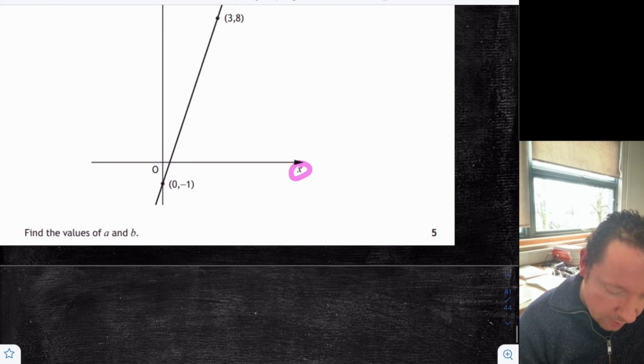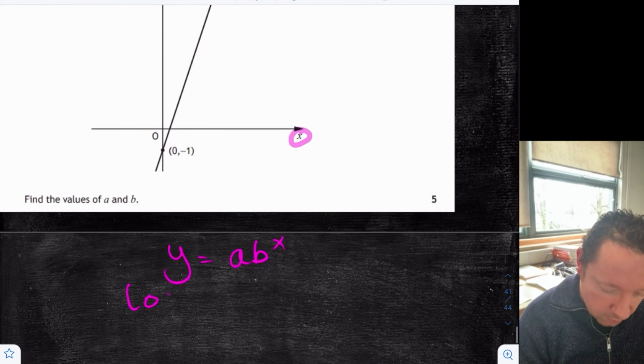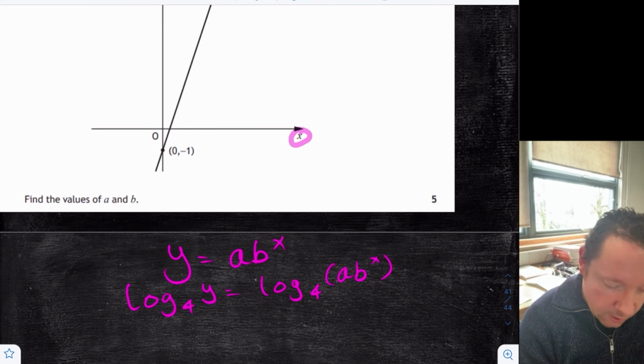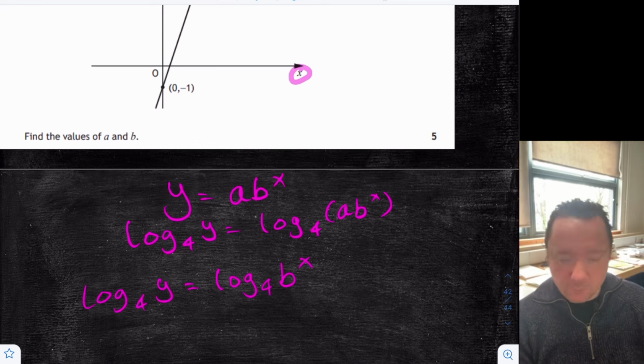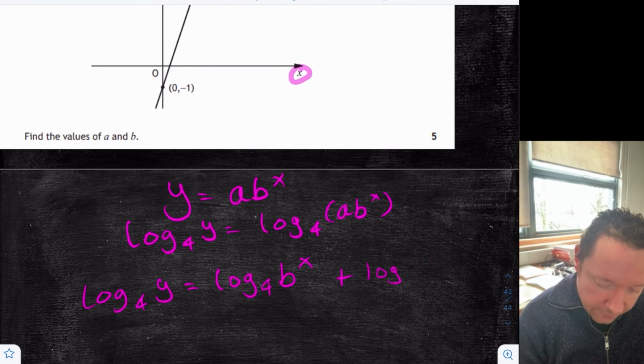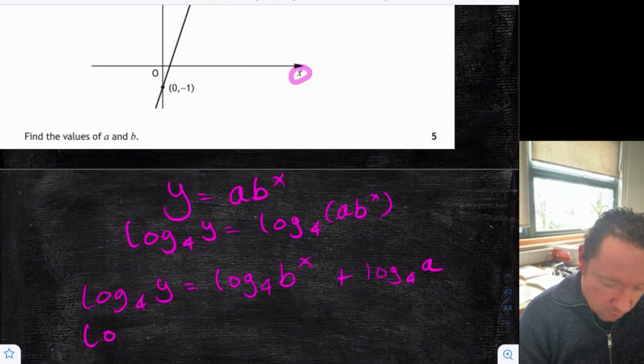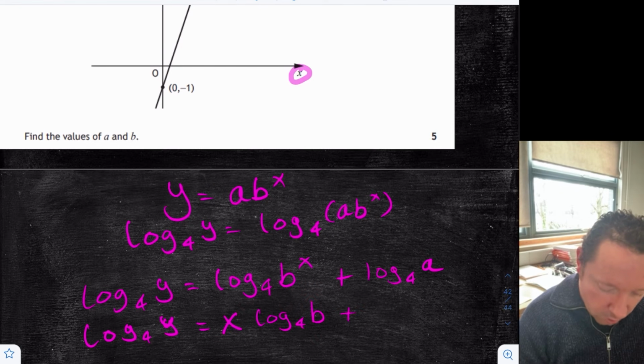We have to find the values of a and b. So let's start with y equals ab to the x. Just log both sides then. Our log base is 4, so looking on our graph, log base 4 of y equals log base 4 of ab to the x, which is a product. So I can separate that into a plus. So log base 4 of y equals log base 4 of b to the x, like the mx plus c, plus log base 4 of a. Taking the x to the front, we get log base 4 of y. That's a y and that's a log. Equals x times log base 4 of b plus log base 4 of a.